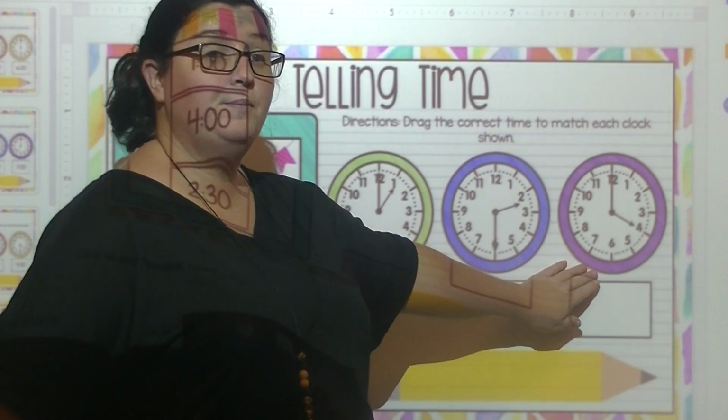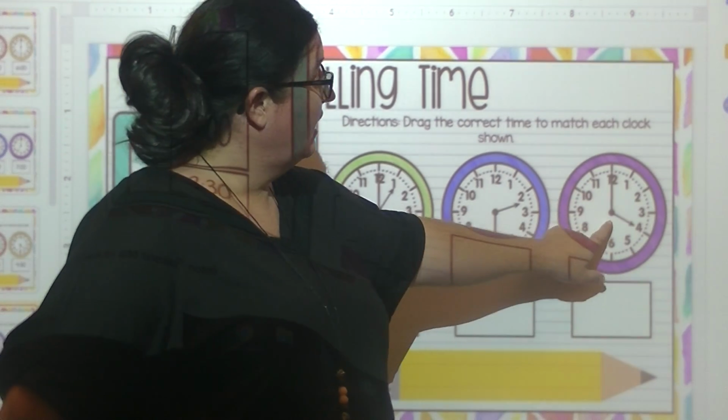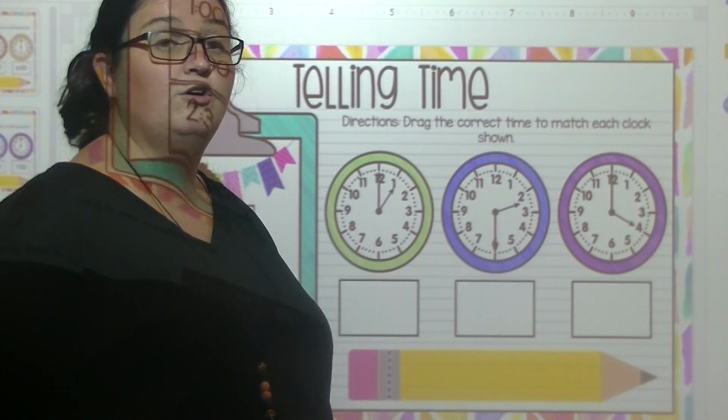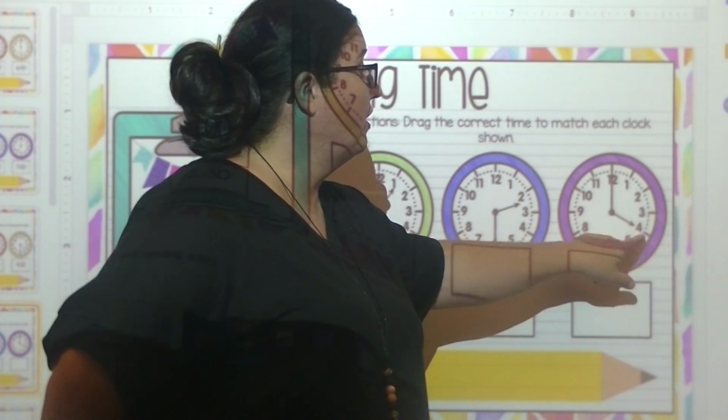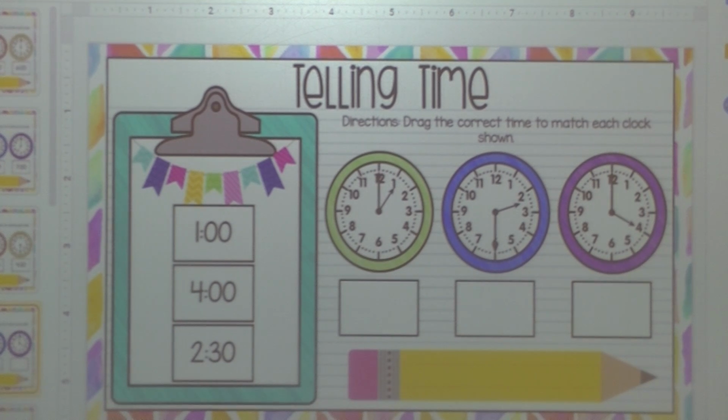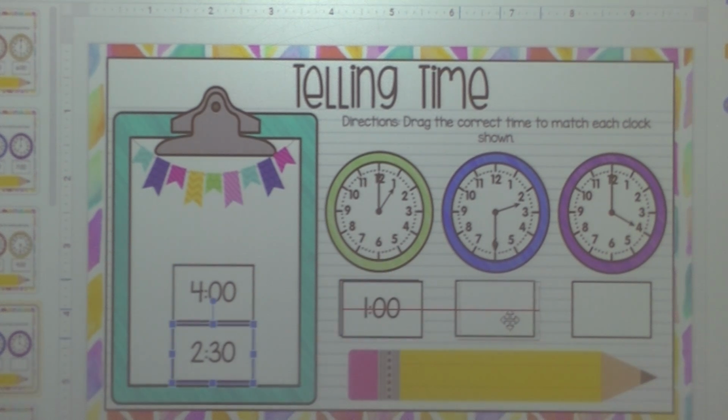Then go to your purple one. Hour hand is on the 4. The minute hand is on the 12. 4 o'clock. So 1 o'clock, 2:30, 4 o'clock.